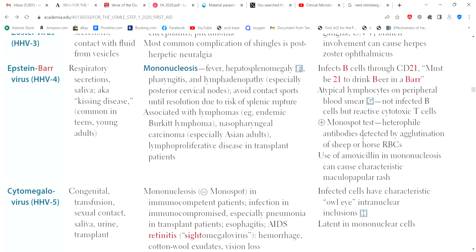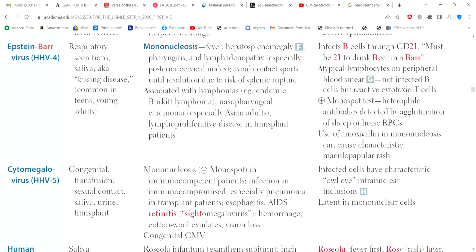The biggest complication of mononucleosis is a large spleen due to T cell proliferation, and you're always worried the spleen will rupture. That's why they tell patients, especially college kids, not to be active in sports if they have mono, because you're worried about their spleen rupturing.